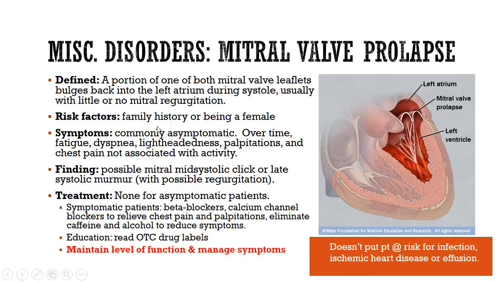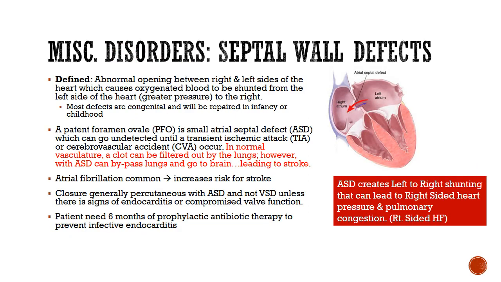Mitral valve prolapse: this is just when a portion or both leaflets bulge back into the atrium during systole. There's usually not a lot of problems with patients that have this, because a lot of times there are no difficulties with the actual blood flow, so it doesn't necessarily put them at risk for infection, ischemic heart disease, or effusion, which is a buildup of fluid.